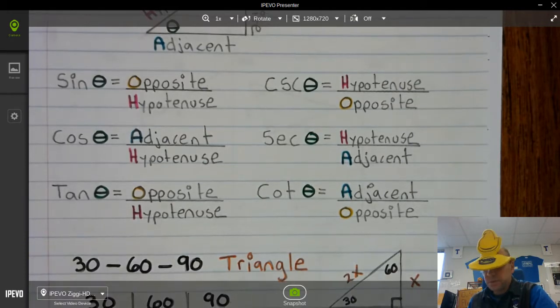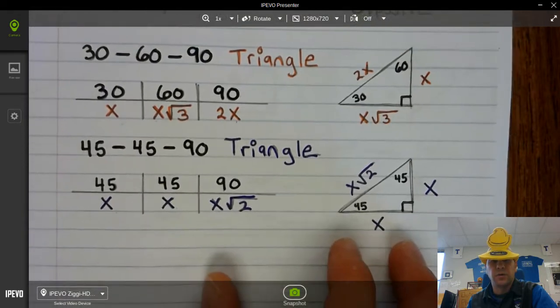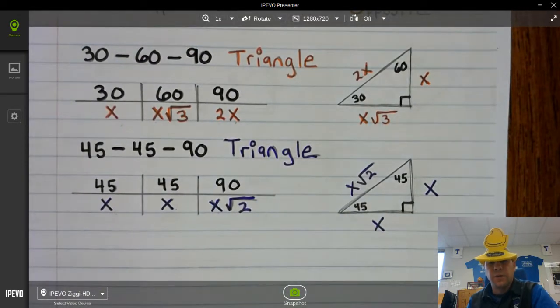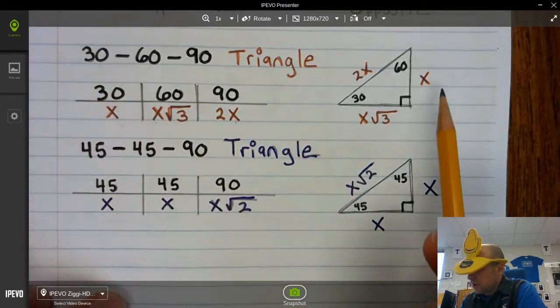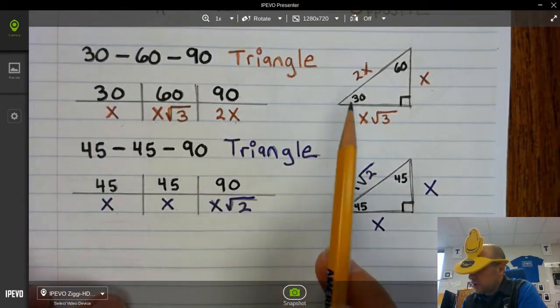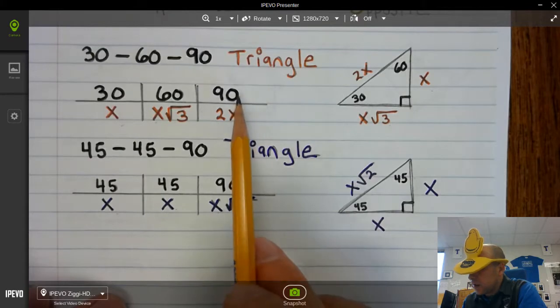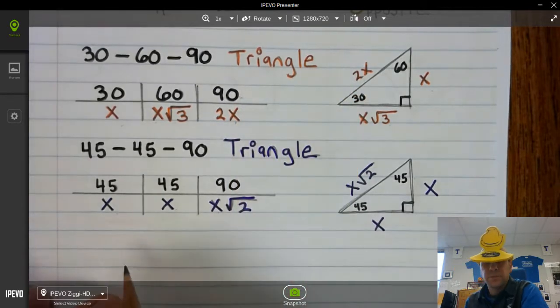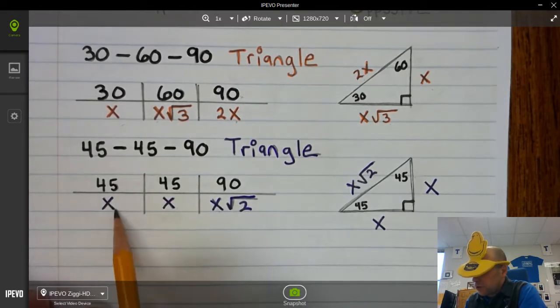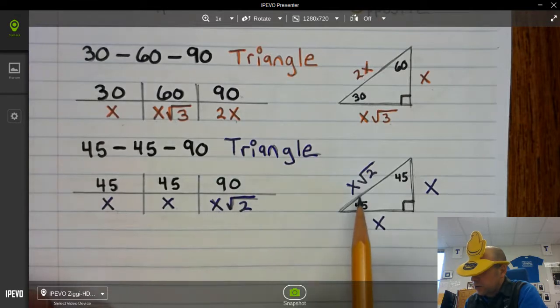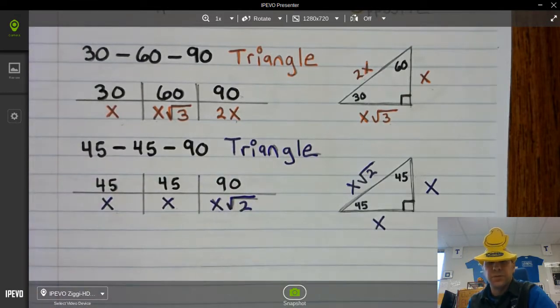All right, now let's look at special right triangles as referred to the 30, 60, 90 and 45, 45, 90. In the 30, 60, 90, the side across from 30 is x, the side across from 60 is x square root of 3, and the side across from 90 is 2x. Now in the 45, 45, 90, you have two 45 degrees, both of which are across from x, and 90 is across from x square root of 2. So if you would, pause the video and update your 30, 60, 90 and 45, 45, 90 triangle information.